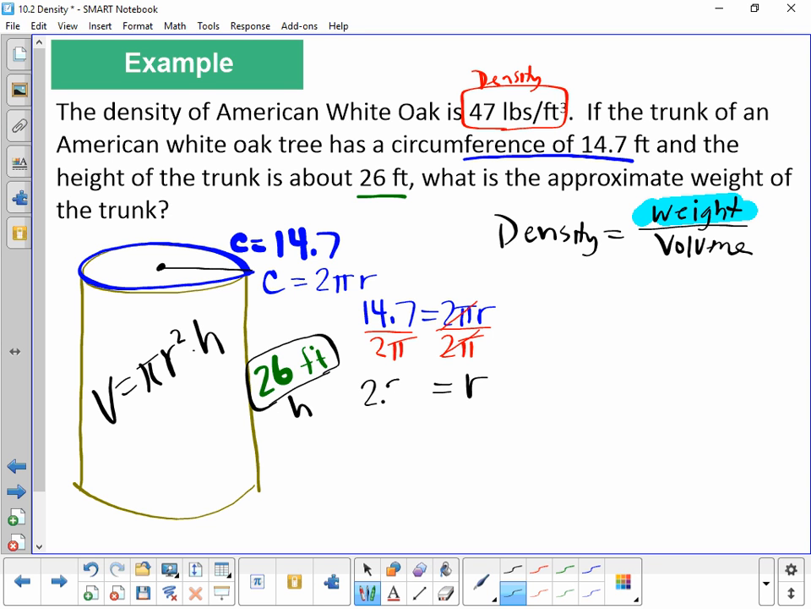Maybe we'll use a couple. 2.34, and that's in feet. So this is a really big tree. It's about 4.5 feet wide, 26 feet tall just for its trunk. It's huge. So now that we know the radius, 2.34, we can calculate the volume. Pi times 2.34 squared times 26.